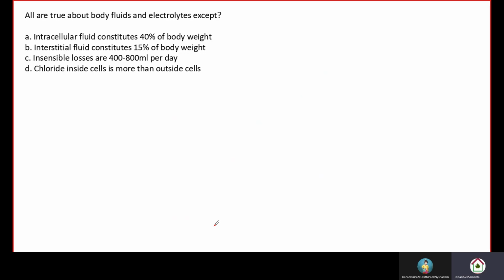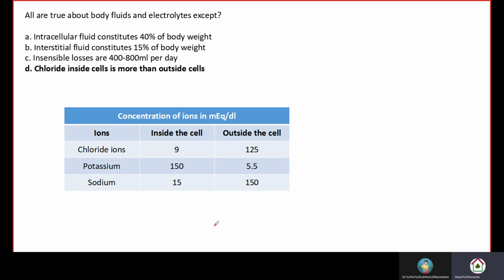Okay, so next MCQ, all are true about body fluids and electrolytes except. Which one of these is not true? Intracellular fluid constitutes 40% of body weight. Interstitial fluid constitutes 15% of body weight. Insensible losses are 400 to 800 ml per day, and chloride inside cells is more than outside the cells. Okay, so the answer will be D, that is, chloride inside cells is more than outside cells.